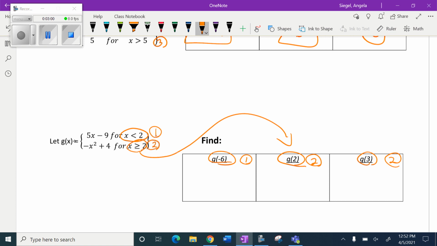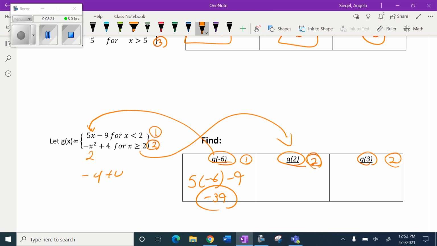Because -6 goes in that first section, I'm going to plug in -6 for x right here. So I'm going to say 5 times -6 minus 9. My answer would be -39. Okay, let's do the second one. We're in the second section now, so I'm going to square the 2. 2 squared is 4, and I have that negative on the outside. So -4 plus 4, that's going to be 0.